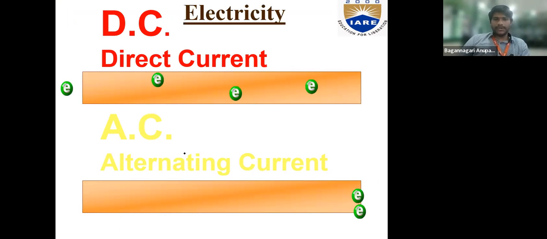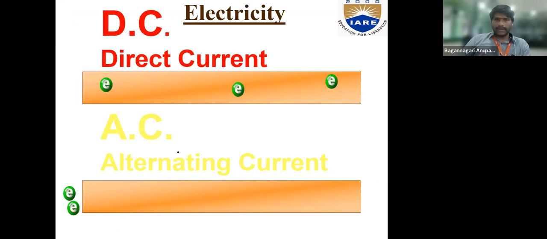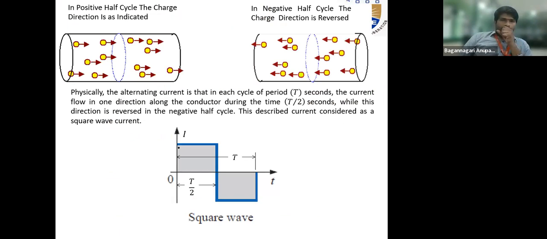So there will be a to and fro motion of the electrons when it is an AC circuit. A DC current will flow directly from source to load and back to source. It will go its path, whereas alternating will be fluctuating to and fro between load and source. This is how we can represent them.